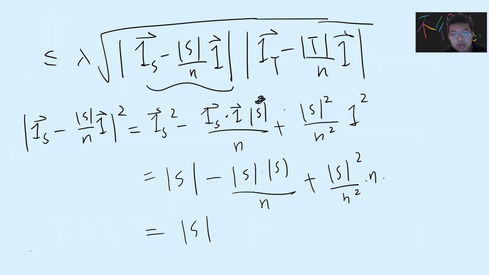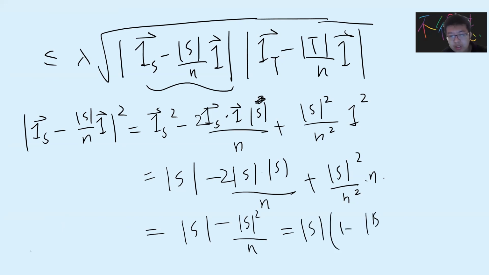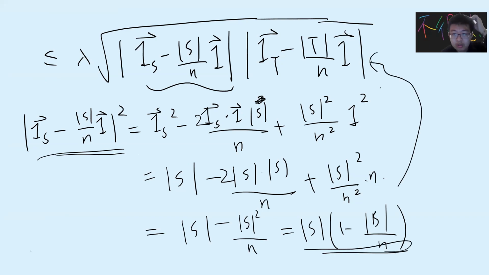Sorry, I forgot 2 here. Okay, so you get s minus s squared divided by n, right? So this guy is just s times (1 minus s divided by n). Okay, so you take the square root, you get the square root of s times (1 minus s divided by n). So your final result will be there.